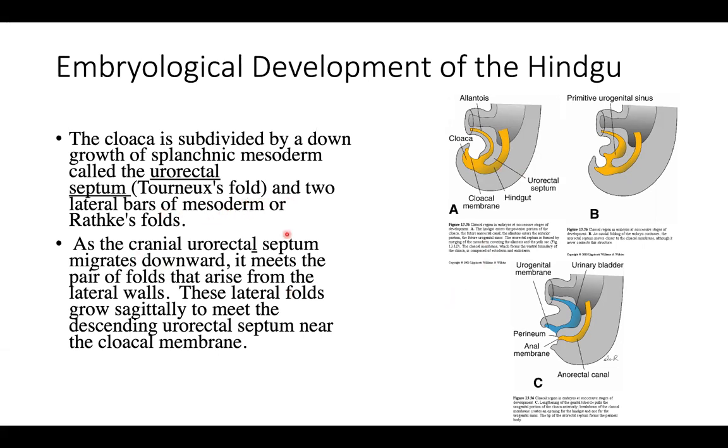And you remember I told you that this urorectal septum comes from the cranial part, and on the lateral part inside the pelvis, there are also other lateral tissues coming to partition this structure into anterior urogenital sinus and posterior hindgut. So the lateral mesoderm can also be called the Rathke fold, while the urorectal septum can be called the Tourneux fold. These are people who discovered these structures and described a lot about them. So it is very important to know all this.